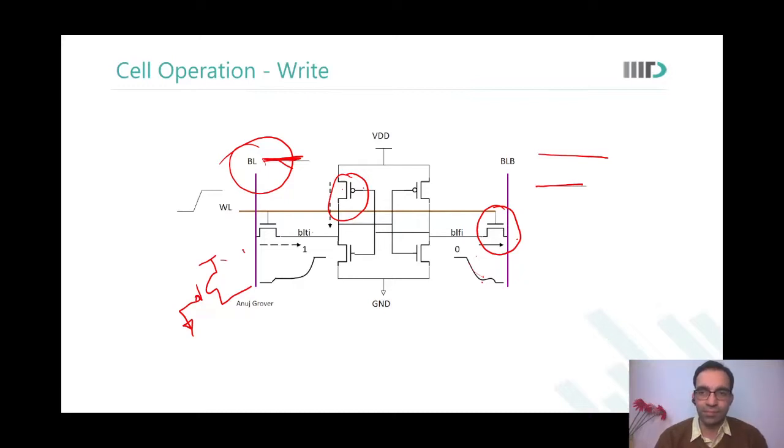Okay, thank you. Neeraj? Yeah, sir, as much as I understand, if we have to write 0, can we say we keep BL at 0, BLB at 1, and then we raise up the word line? Yes, if you want to write the other data, like we just wrote 1 0 in the memory cell, now you want to write 0 1. So now in the next cycle, you will take bit line to 0. You will maintain bit line bar at 1, and you will write 0 on the BLTI side. Yes, sir.